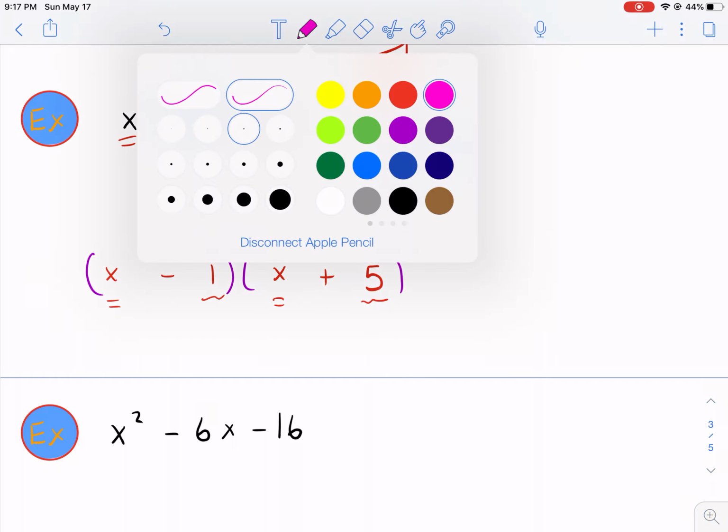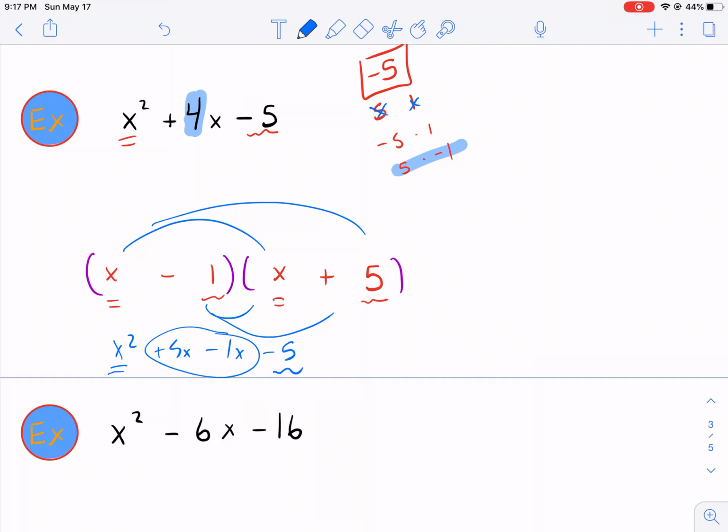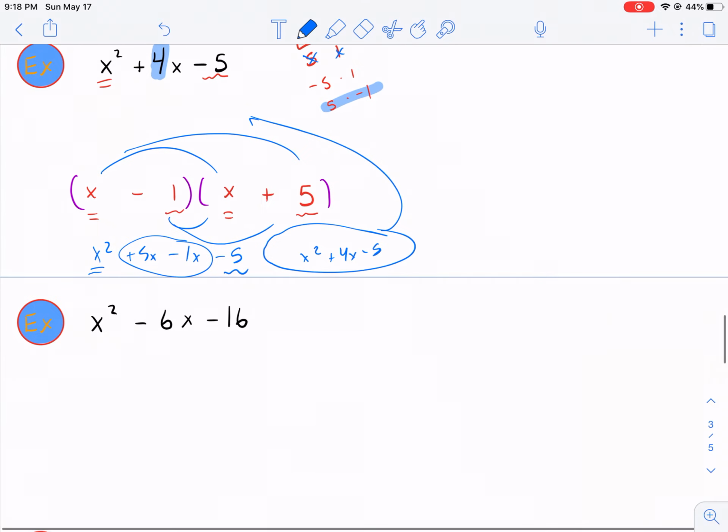Now, I've said check answer, but I didn't check answer last time. Let's go ahead and do that. I'm going to multiply x times x. I get x squared. X times 5, 5x. Negative 1 times x, negative 1x. Negative 1 times 5, negative 5. So you can see that we got x squared and we got negative 5. Those were the easy ones. It's the middle term that's the toughest. So we get x squared, combined like terms, plus 4x minus 5. That's the same thing we got earlier. That's how you know that we did this correctly.